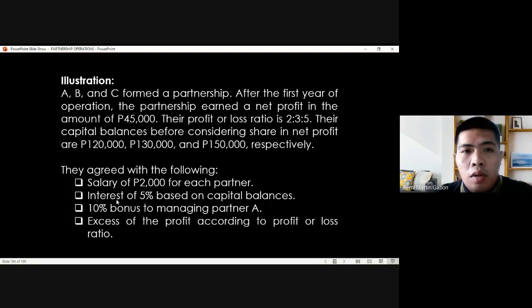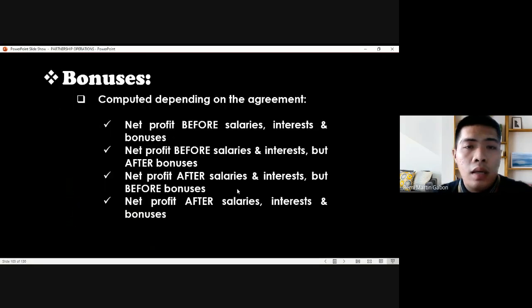Okay. So ito. The same problem solving kanina, yung nagkaiba lang is meron daw 10% bonus to managing partner A. Okay? So, 10% bonus to managing partner A, excess daw is according to profit or loss. Hindi sinabi kung anong computation ng bonus. Okay? Basta 10% bonus to managing partner A. So, it could either be among these four.